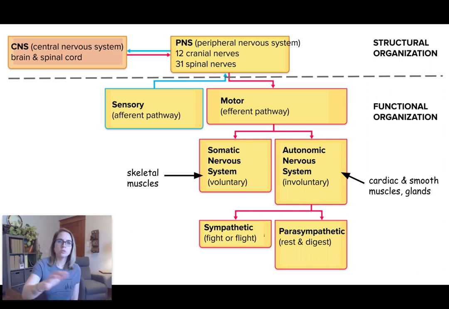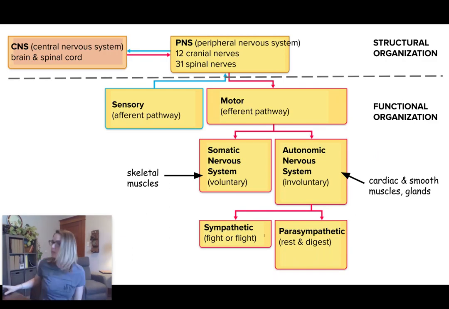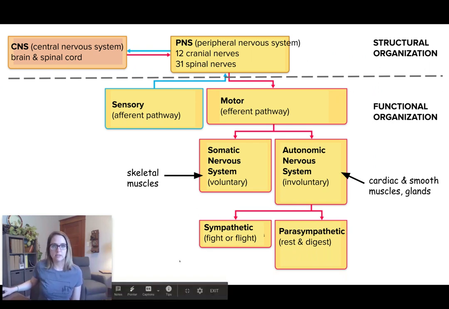And so those two different pathways, the sensory and motor, and then how the motor is divided up into my somatic and autonomic, and then autonomic is divided up into sympathetic and parasympathetic. All of those are called the functional organization of the nervous system. And so when your question, right, at the very beginning here, our objective, I should say, said, name the major divisions of the nervous system. That's what that slide is about, both anatomical and functional. I'm talking about, here's the anatomical pieces of it. And then here's the functional pieces of it.